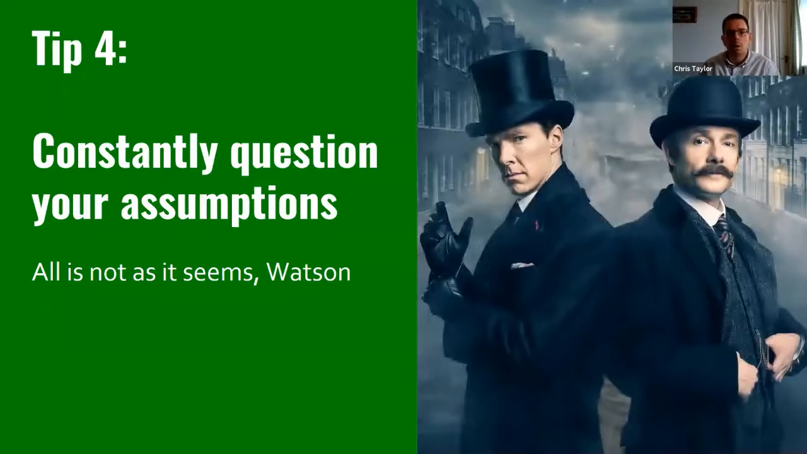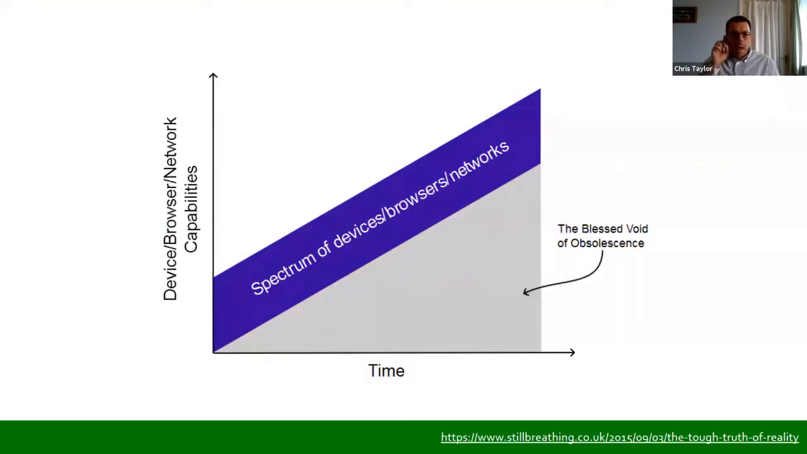Okay, tip 4, constantly question your assumptions. Earlier, we looked at assumptions about the network, but there are many other assumptions we can make. For example, we can make assumptions about the browsers and devices and networks that people are using. We've seen from the evidence that the range of devices people use is really huge. And developers often assume that over time, the capabilities and quality of things like networks and browsers increase, and they do, that's true.